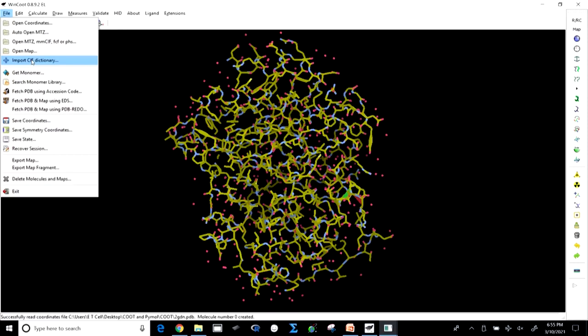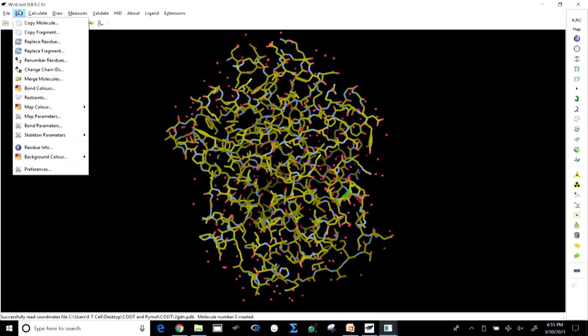So, whenever a new drug is coming, the library information is not present, whereas for a standard amino acid, for a nucleic acid and all, the library is present. So, you have to provide the software the library or the dictionary of the new compound, and that is done by using import zip dictionary. Then there are other ones also. You could directly fetch the PDB from the internet, you could directly fetch the map, the electron density map and all, from the internet.